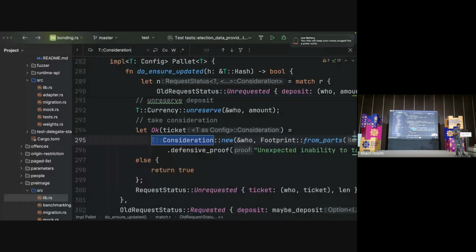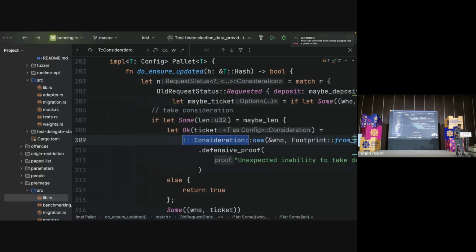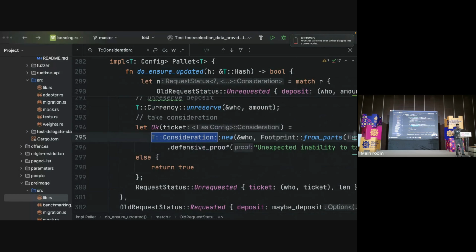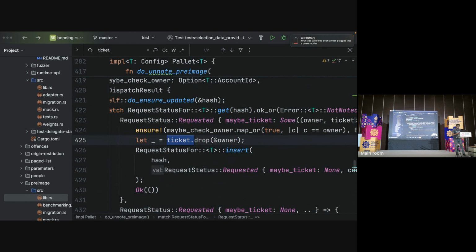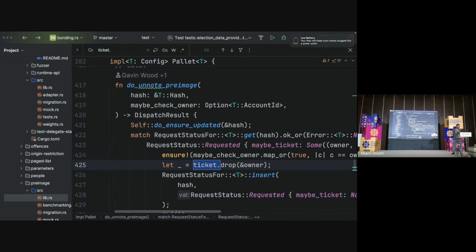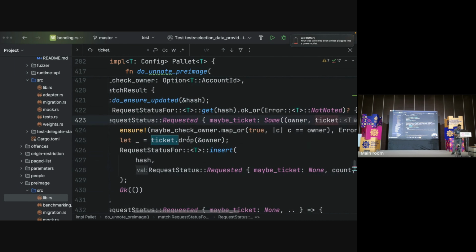And this guy takes this and keeps it in storage. Let's see if it's doing anything else with consideration. No, nothing else. So it only creates new considerations. And then when they remove whatever blob they have put in the state, there should be some, yeah. So do unknown pre-image. They are removing the pre-image. They take this ticket from storage, I hope.